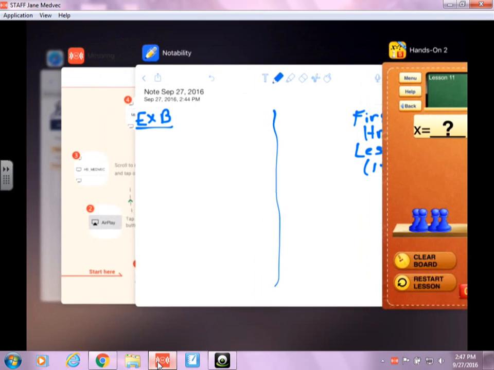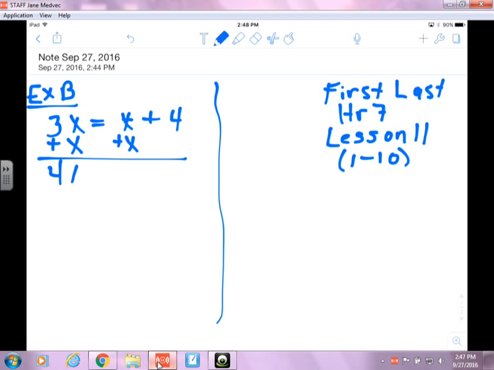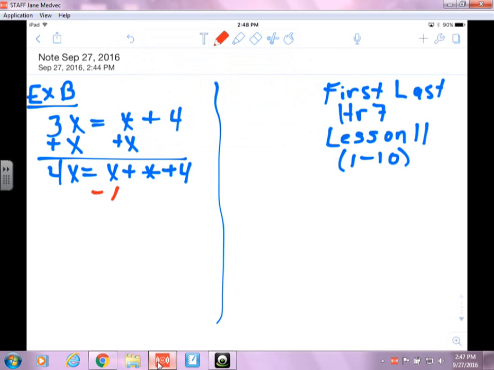So I'm going to go back to my notes. My original problem was 3x equals star plus 4. I'm going to add x to both sides. 4x equals x plus star plus 4. This is the part kids are forgetting. You're forgetting to subtract an x, subtract a star. Anytime you do something, you need to show it. So 4x equals 4. Now what do I do?